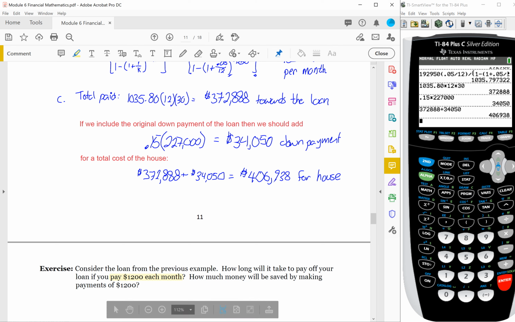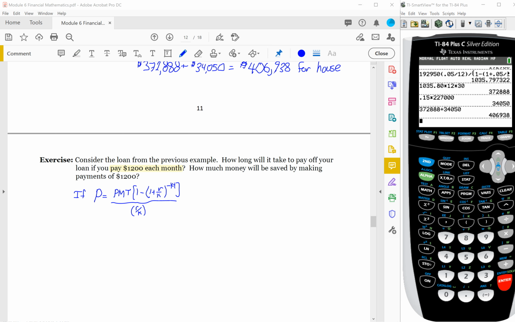Okay, I'd like to give you a moment to work this example on your own. So if you could, please pause the video, determine how long it's going to take to pay off your loan if you paid $1,200 per month, and then figure out how much money you're going to save. I'll see you back here in just a moment after you work this on your own.